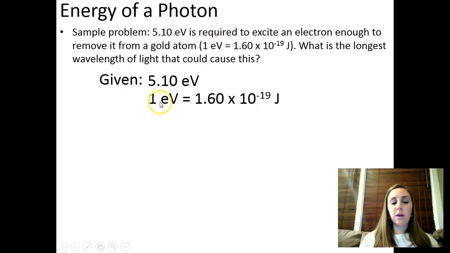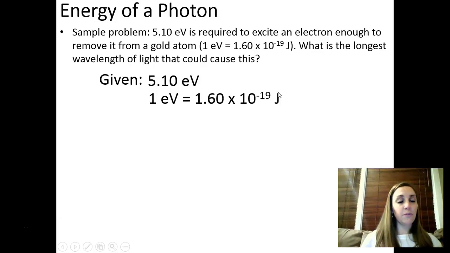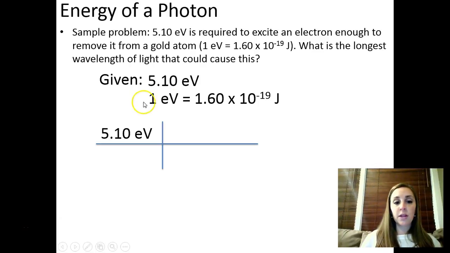We know that 1 electron volt is equal to 1.60 times 10 to the negative 19th joules. And joules is a unit that we're familiar with. So we can convert my 5.10 electron volts to joules. So remember this? Okay, go ahead and set it up. If you have EV on the top and what you're starting with, and that's not what you want, you need to put that on the bottom. Whatever you want goes on the top.